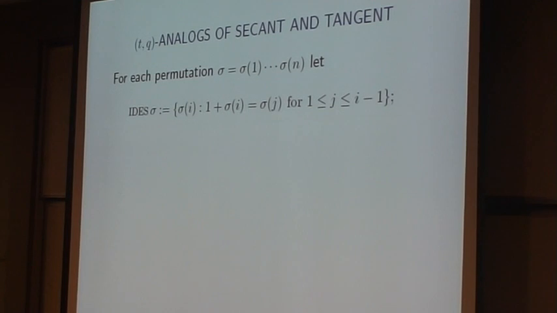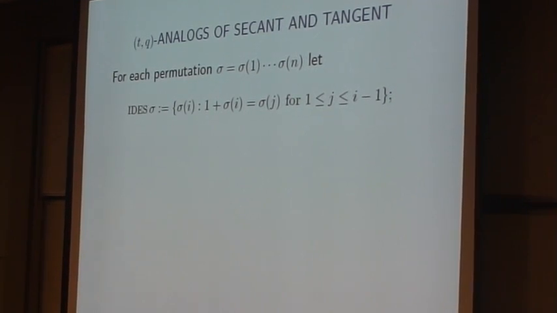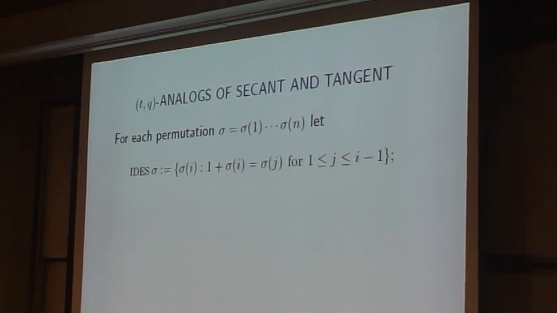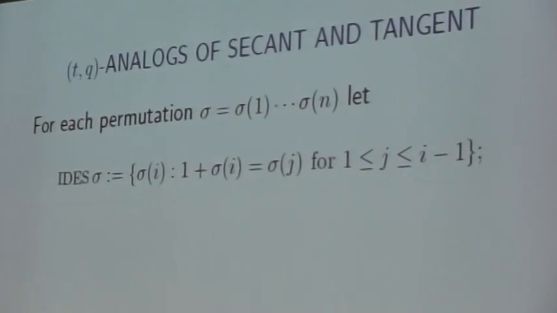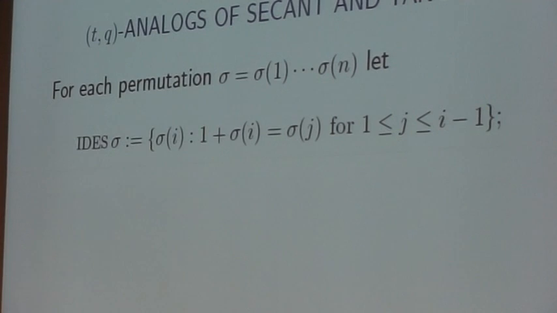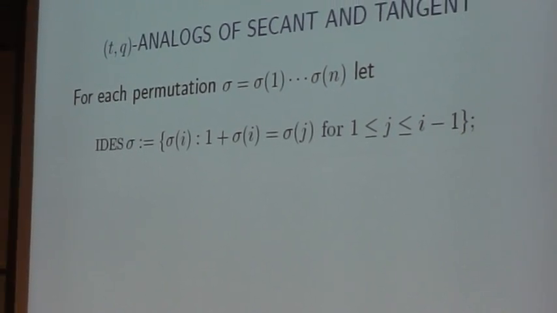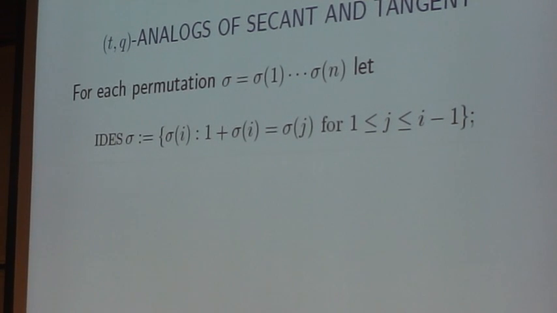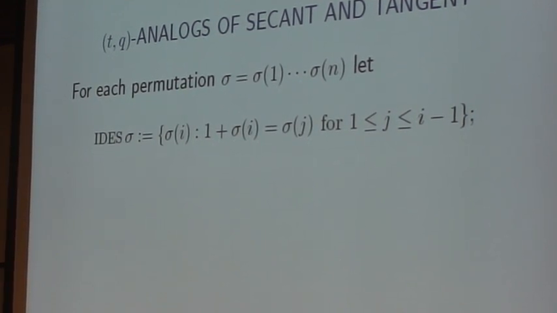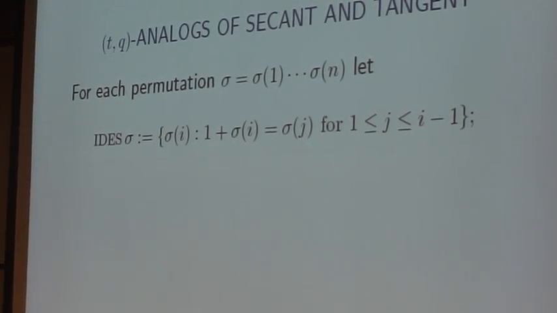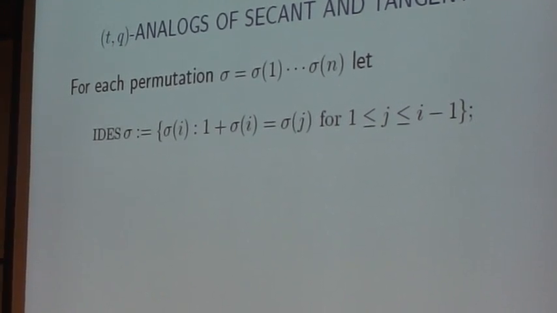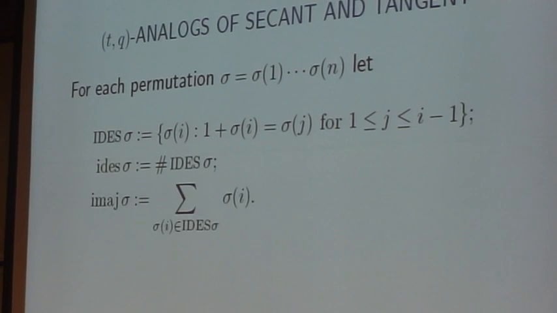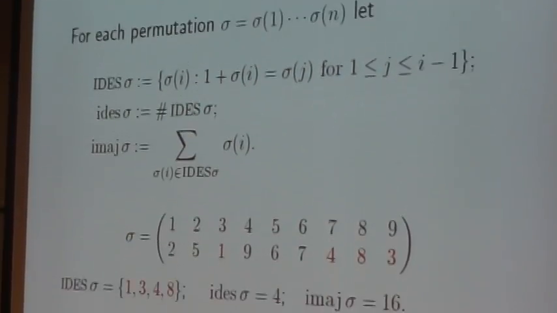Okay, so let me start with some definitions. Not very many, there will be 3, but very classical. And you will see immediately why we should introduce those 3 definitions. So suppose we have a permutation written as a linear word like this. And let me define I dash. I means inverse, dash descent. So I think maybe I could give an example.